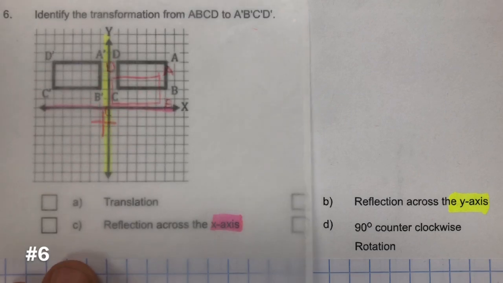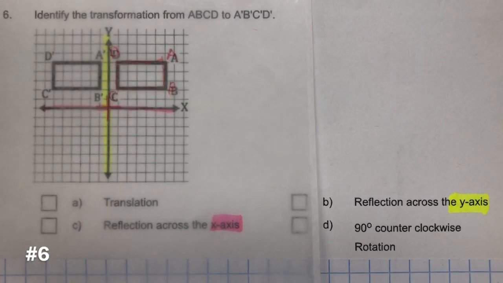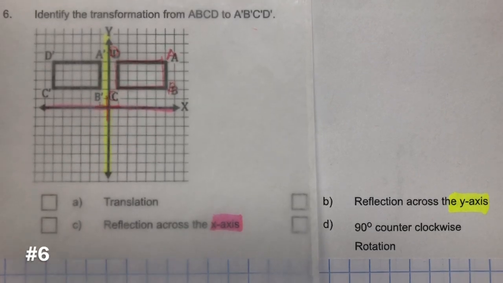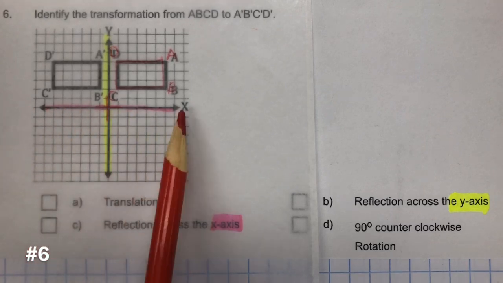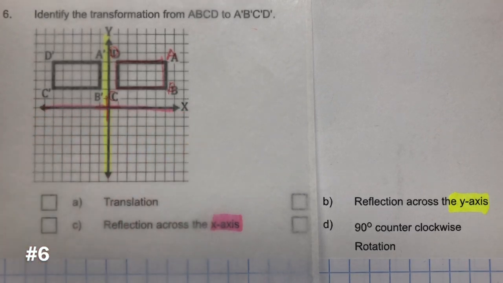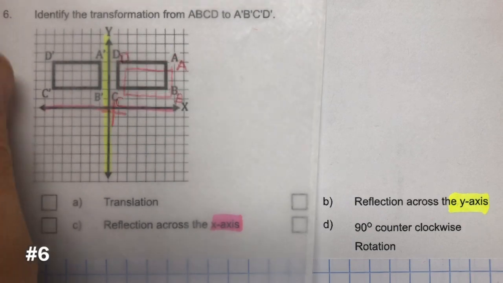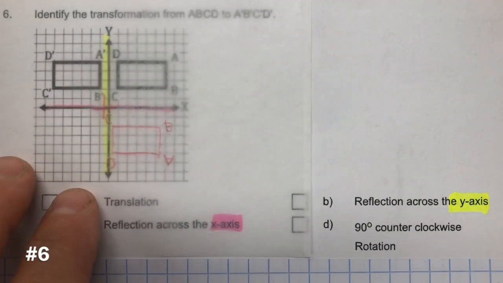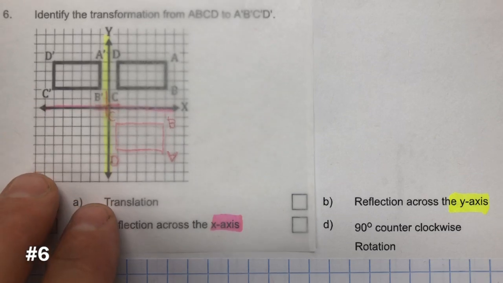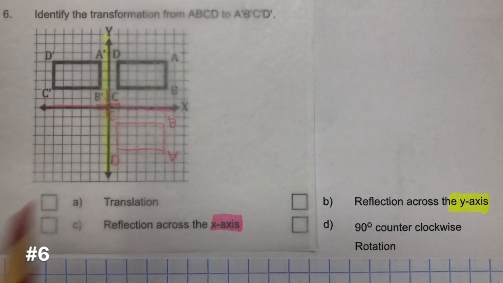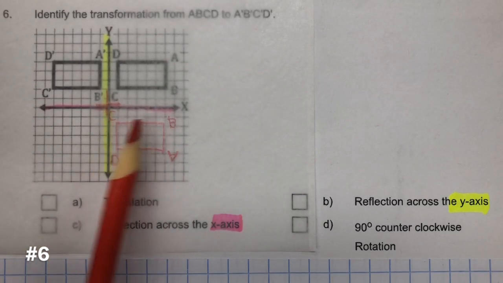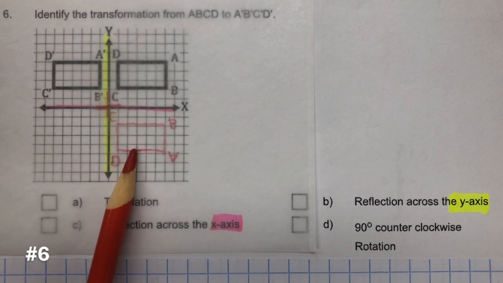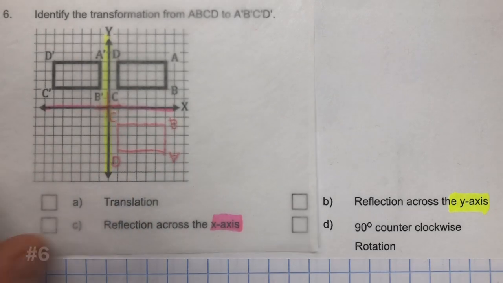Now let's try a reflection over the x-axis. I highlighted the x-axis pink, and we're going to reflect or flip it over, line it up with the origin, and you can see it's not a reflection over the x-axis. It's here in quadrant 4.